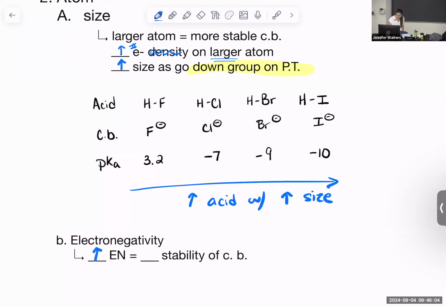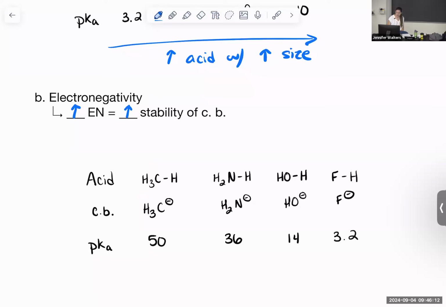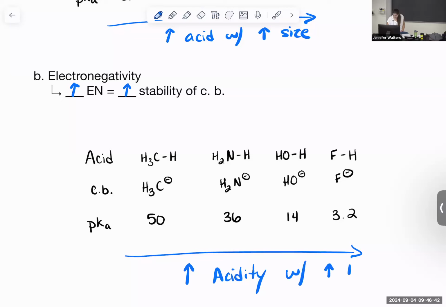As you increase the electronegativity, that's going to increase the stability of your conjugate base. Essentially, though, that atom is trying to pull electron density towards it anyway. So it's going to be really stable holding it because it's going to be attracting that electron density anyway. It wants it. So the pKa will decrease as you go from left to right because you become a better acid as you go left to right. So we're going to increase our acidity with our increased electronegativity.